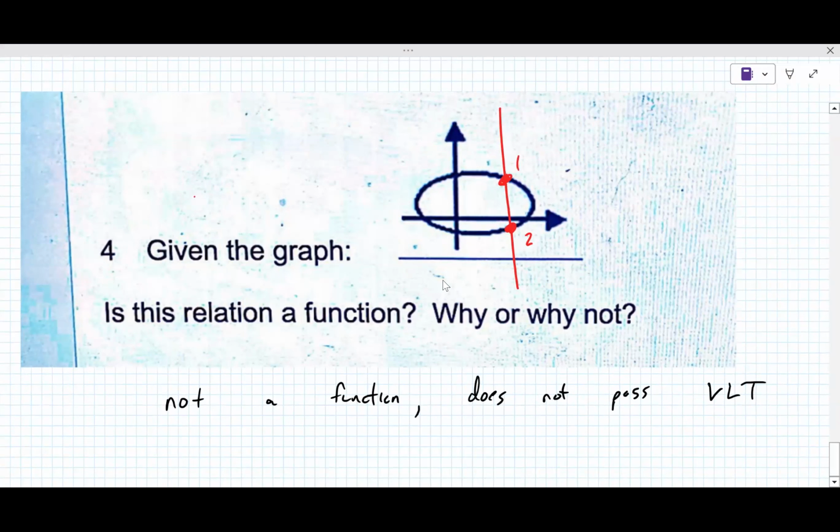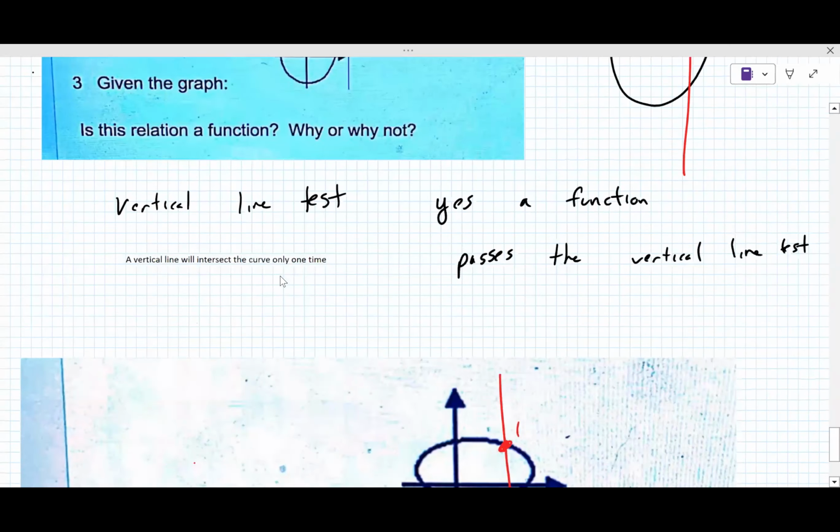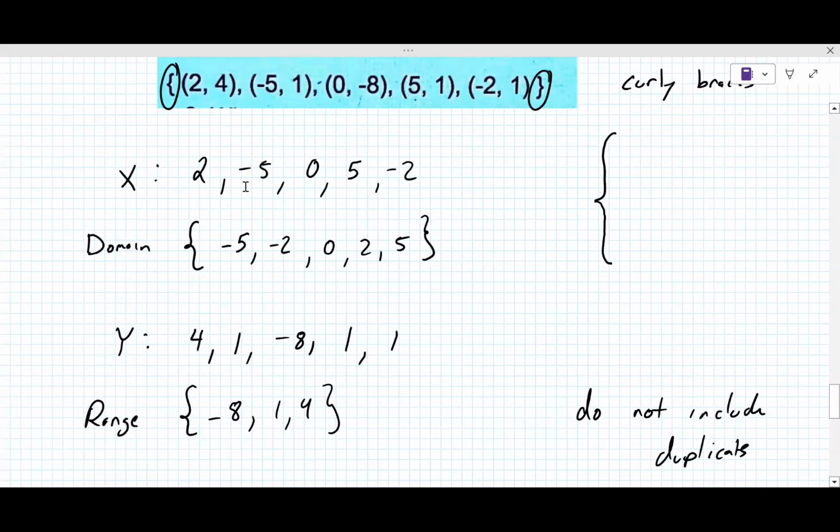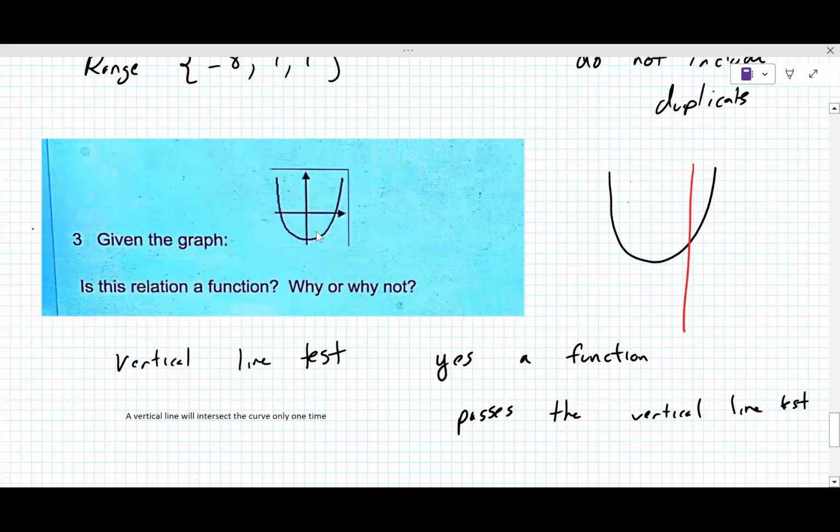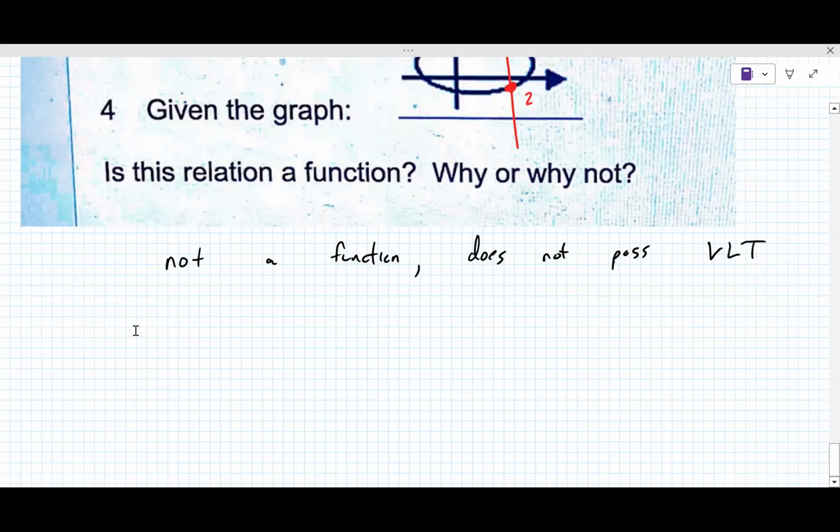All right. So there are 3 types of problems you'll see. One is they'll give you a data set. The other is they'll give you a graph. The third type, which we haven't seen, is where they actually give you some letters and you have to decide whether it's a function or not. Okay. So ready to move on to number 5.